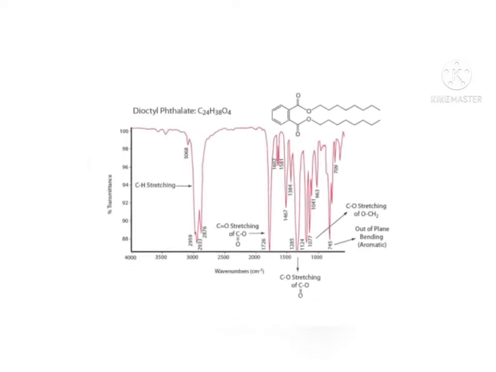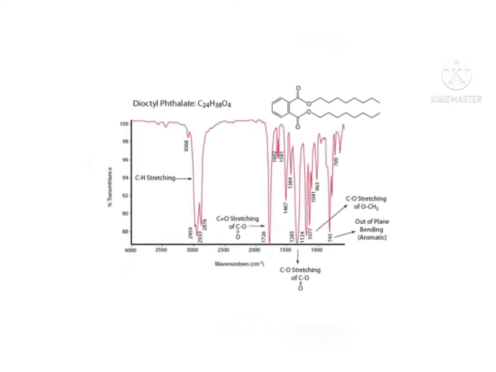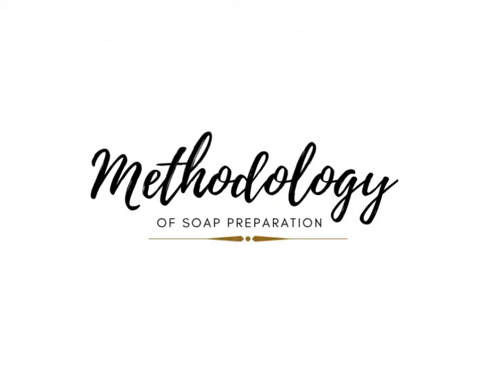Then, FTIR will produce information on the basic chemical composition and also the physical state of the whole sample. So, in this experiment, the components in the soap are determined by using the FTIR. Moving on to the methodology of the soap preparation.